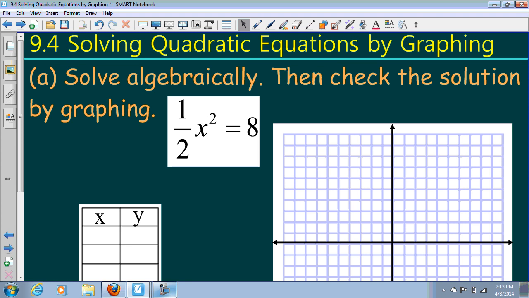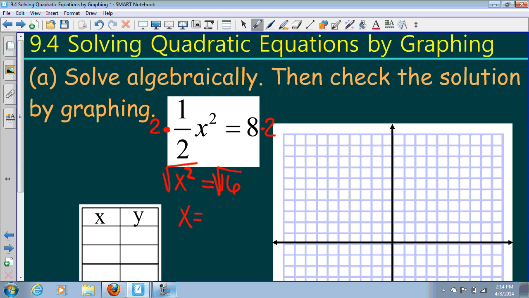Okay, so let's solve this one to get x by itself. If I have 1/2 of x squared equals 8, I want x squared by itself. So I could divide both sides by 1/2. Dividing by 1/2 is the same as multiplying by 2, is it not? Just like dividing by 2 is the same as multiplying by 1/2. They're reciprocals of each other. So when I do that, I get x squared equals, what's 8 times 2? 16. The inverse of squaring a number is taking the square root of that number.